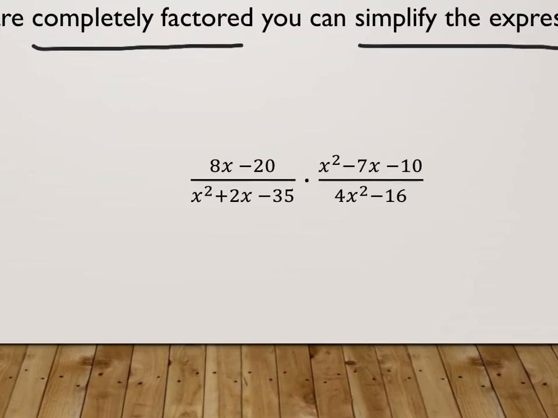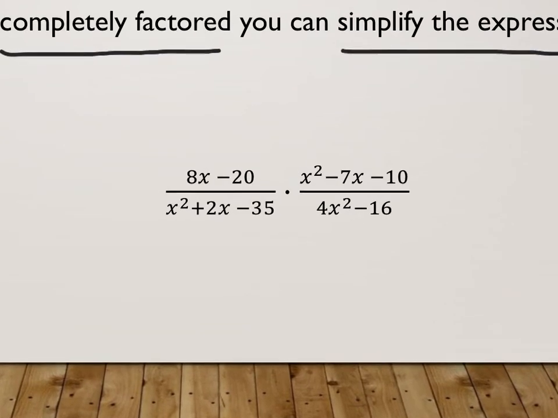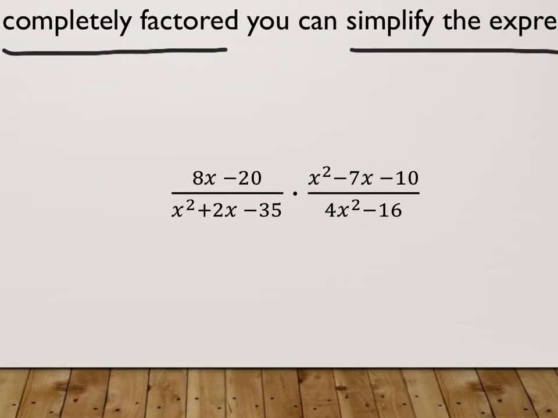Okay, here's another example. Now we've got a binomial, we have a couple trinomials here. But the first thing we're going to do is just look at it, see if anything cancels right away. If not, we're going to want to factor everything completely. So in this first example, I'm going to be taking out a 4. Remember, greatest common factor is always your first step. That leaves me with 2x minus 5.